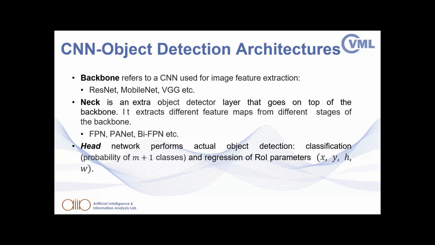The second component is the neck. The neck layers sit on top of the backbone and refine the extracted feature maps. These layers combine feature information from different stages of the backbone for better object detection. And the last part is the head, which is where the actual object detection is performed, like the classification, where we determine the probability of each object class, and the regression, where we calculate the bounding box parameters: the center coordinates, the width and height.